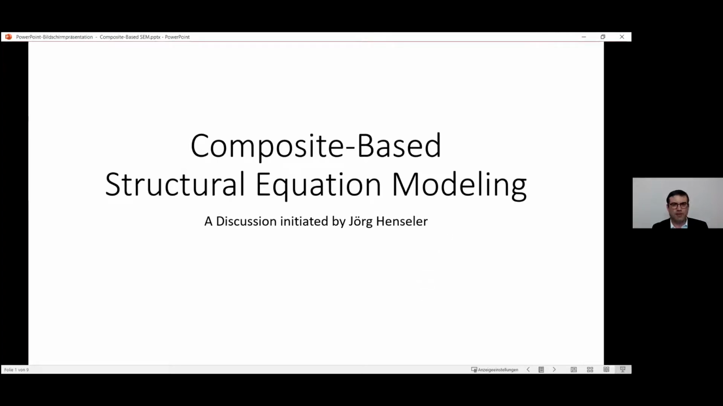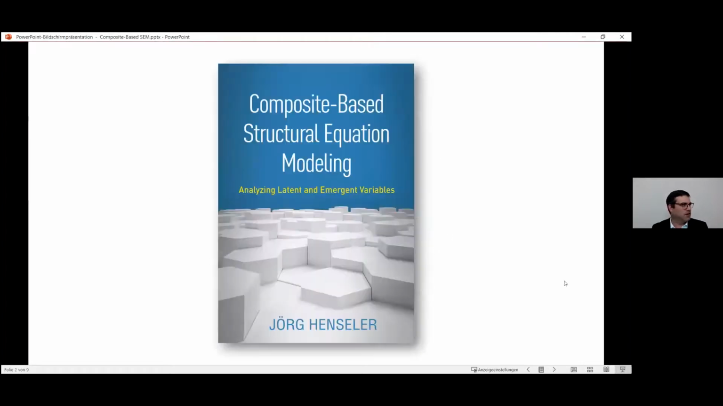With regard to the expertise, I think that holds. Because I just recently published a book on composite-based structural equation modeling that appeared in February, should be available everywhere. And well, some of the questions raised here could be found answered in that book.